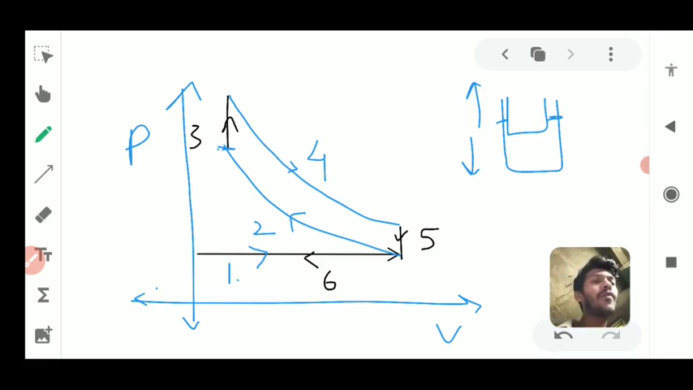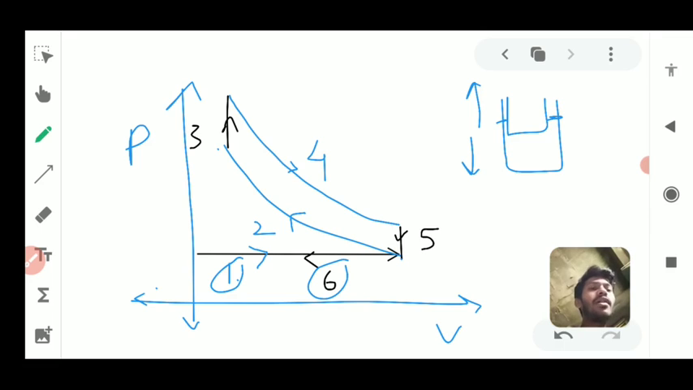During this process, the connection with the external air is not maintained. So external air cannot enter inside during this process. Only for the first and sixth processes can the air enter in or out. Okay, so in the second process the compression takes place, so it is called the compression stroke.